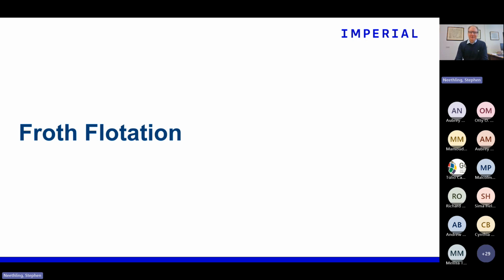So I know most people here are in the comminution side of things, and I apologize for starting on flotation, but flotation is very much my main or initial research area, though I have branched out into others. So I'm going to be starting from looking at froth flotation today.